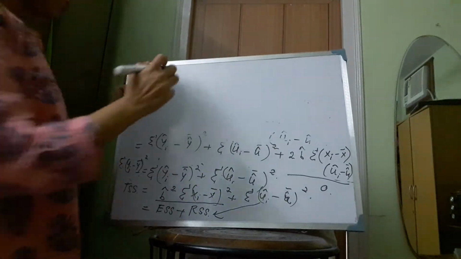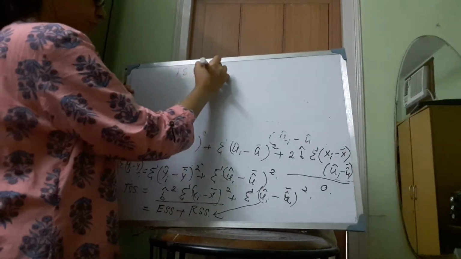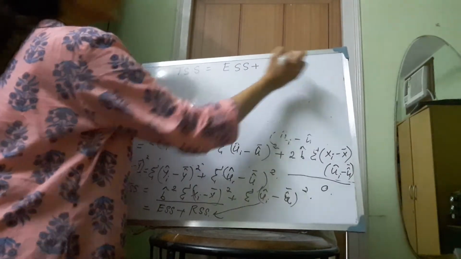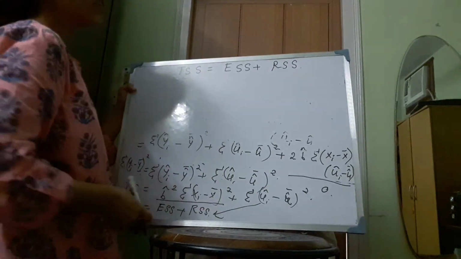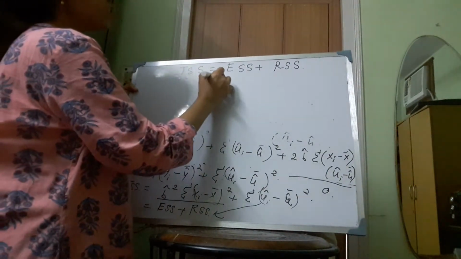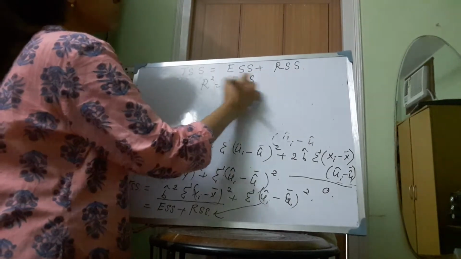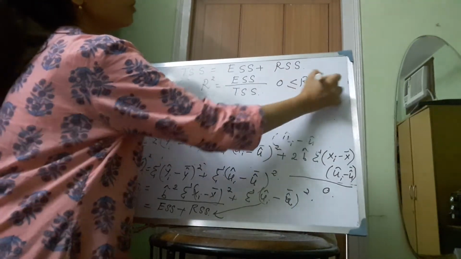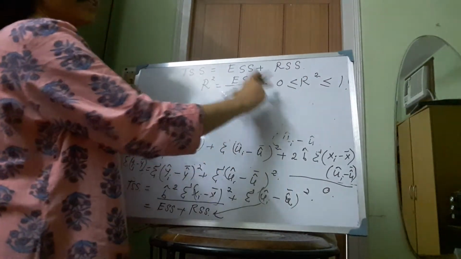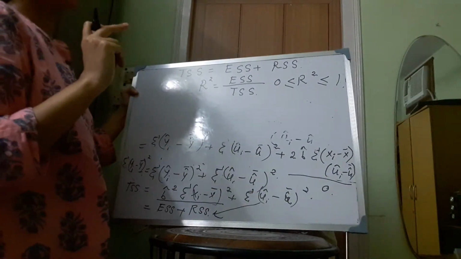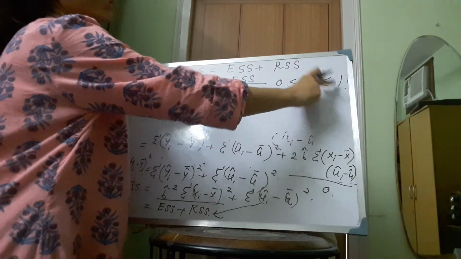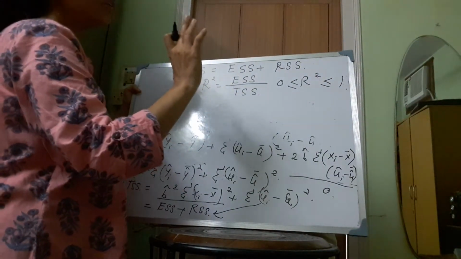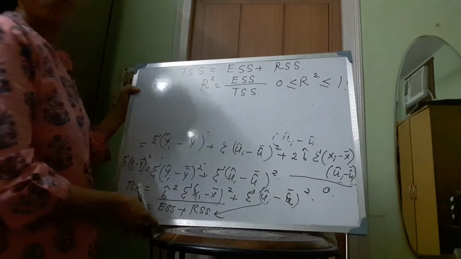Now in the earlier video I have already shown that from here I can get the value of the R square, which is useful in interpreting the regression result. So the value of R square is equal to ESS over TSS, and the value of R square always lies between 0 and 1. If it is 0, then the prediction power of the regression model is nil, and if it is 1, it has the perfect prediction power. In that case the entire predictability of the regression model is possible.